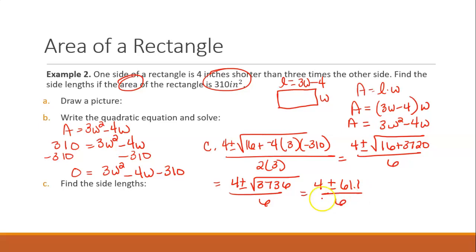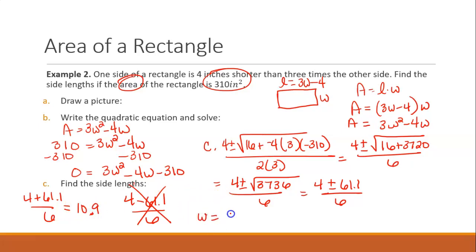Now I'm ready to split this up into two problems. 4 plus 61.1 divided by 6, and 4 minus 61.1 divided by 6. Well, this is going to give me a negative length, and I can't have that, so I'm going to just use this one. 4 plus 61.1 divided by 6 is 10.9. Now, that's one side, that's the width.